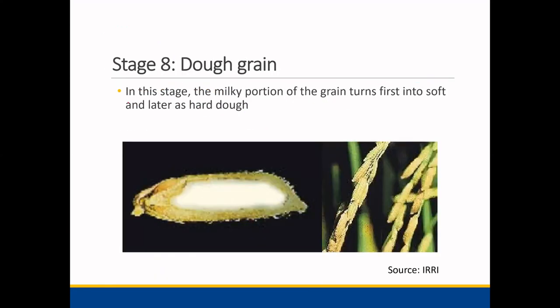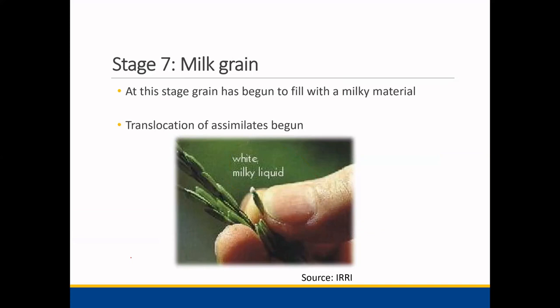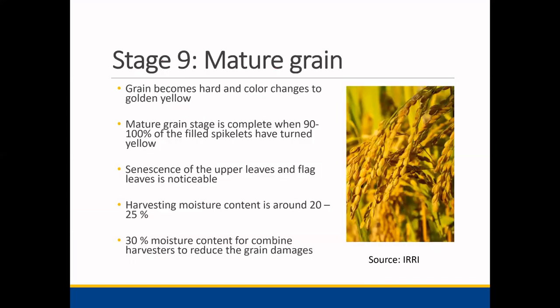So then let me remove this as well. And the last one, the last stage, is stage 9. That is the mature grain stage. In this stage, the grain becomes hard and the color changes to golden yellow, as you can see in this picture. The mature grain stage is complete when 90 to 100% of the field spikelets have turned yellow. As the crop matures, you can also see the senescence of upper leaves and black leaves.